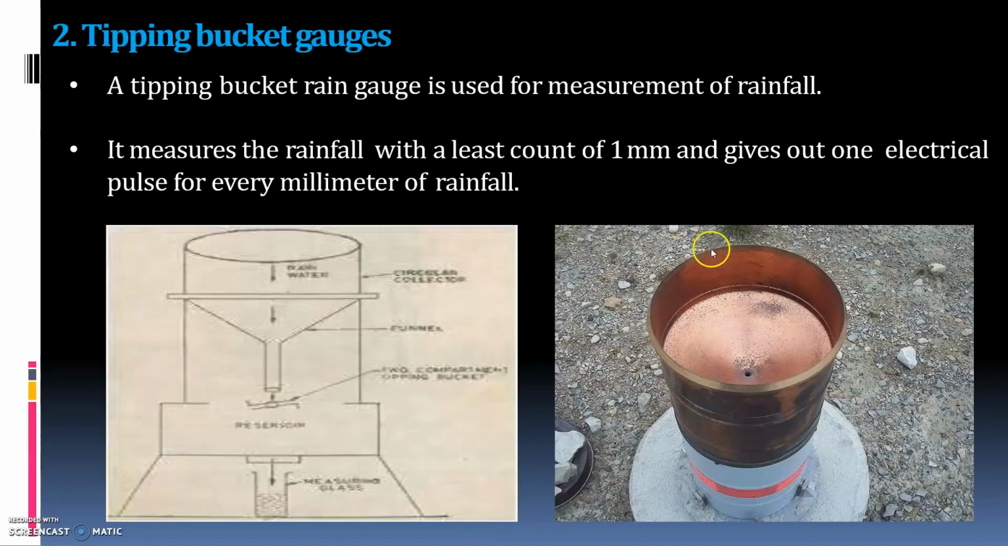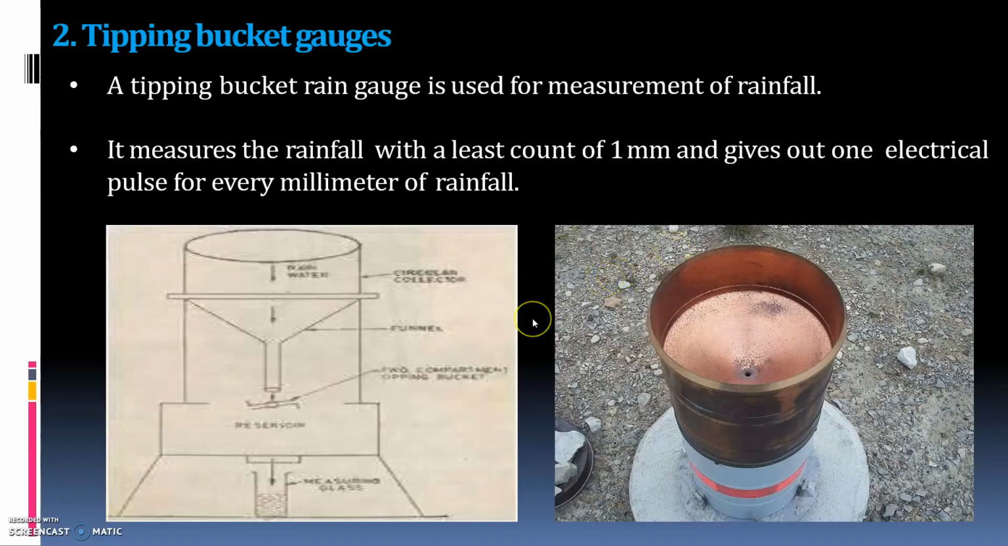Let us see the second one, tipping bucket gauges. The tipping bucket rain gauge is used for measurement of rainfall. It measures the rainfall with a least count of 1 mm and gives out 1 electrical pulse for every millimeter of rainfall. The most common one is a Stevens tipping bucket type rain gauge.